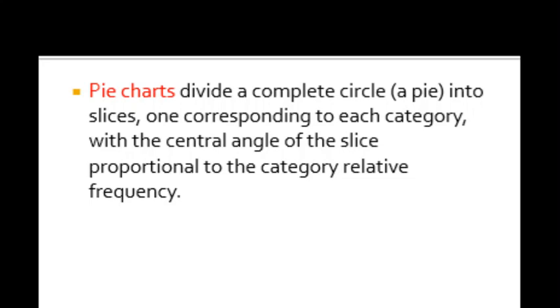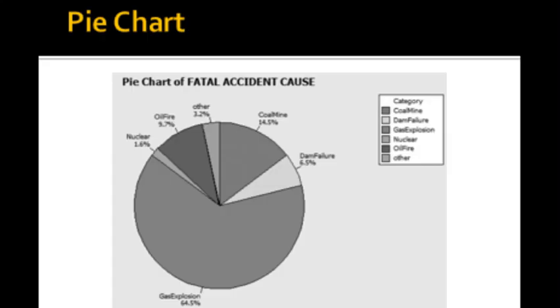The other graph that can be used to describe qualitative data is the pie chart. A pie chart is a circular graph in which each slice represents a category, and the central angle of this slice is proportional to the category's relative frequency. Here is the example. It's the same data set. As you can see, gas explosions cause 64.5% of the accidents. So that's the biggest slice. And then we have nuclear, which is 1.6%, which is the smallest slice.